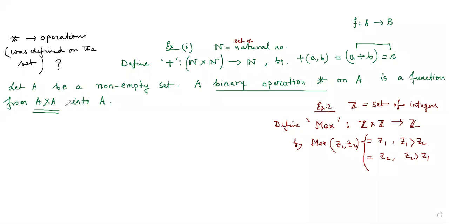And therefore it is written as a binary function from A cross A into A. So this is the definition, the actual definition of a binary operation. Now this binary operation may have various characteristics. Suppose this is my definition 1. My definition 2 is the following. What is definition 2?